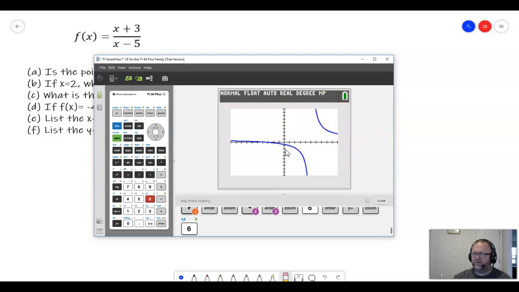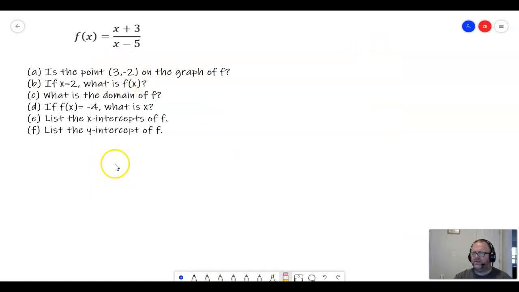I can zoom out, zoom in, but it looks like it crosses the x-axis somewhere around -4. Looks like it crosses the y-axis somewhere around -2/3. It's somewhere between 0 and -1. And this just kind of gives me an idea of the behavior of this curve here. I also might have a vertical asymptote somewhere around x is equal to 5. So looking at that, let's try to answer these questions here.